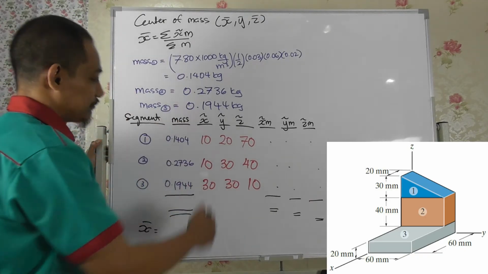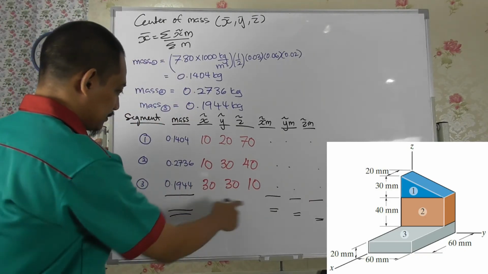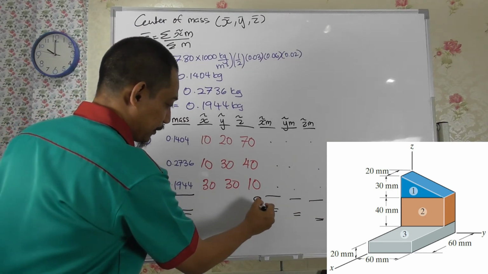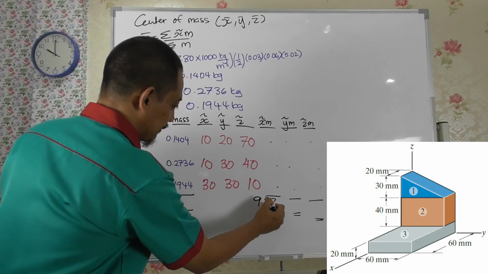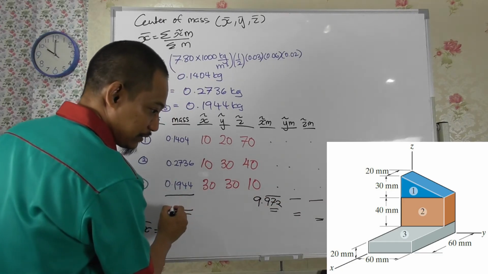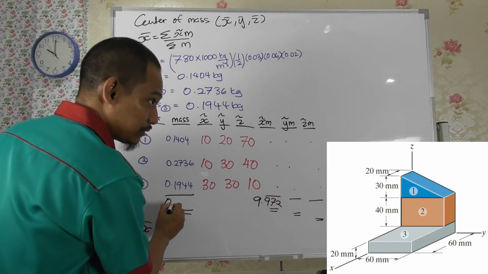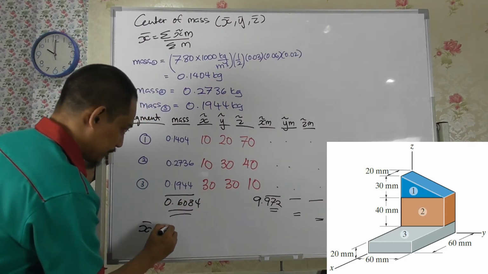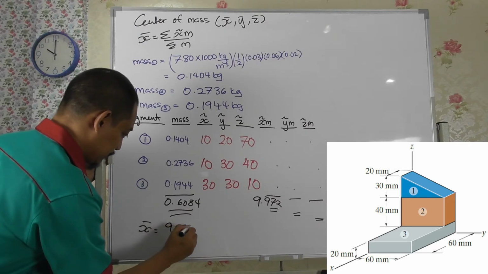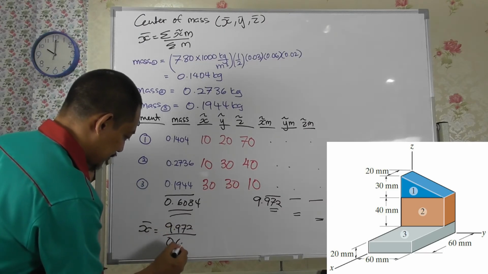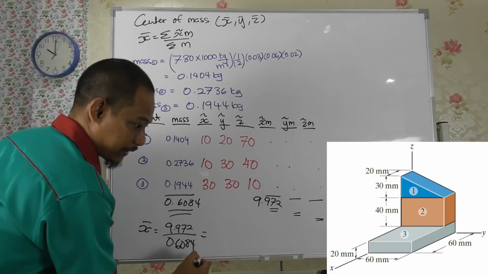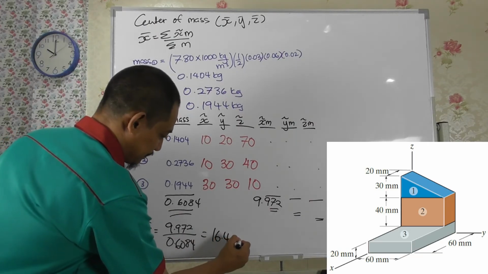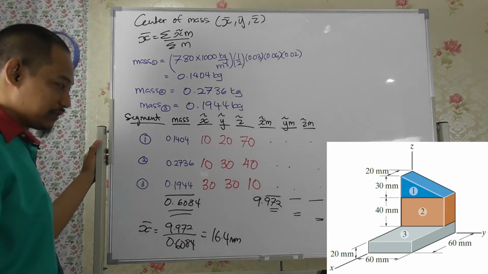Other than that, if you calculate x bar, it is xm divided by m. So over here it should be 9.972 divided by 0.6084. So they become 9.972 divided by 0.6084, you will get 16.4 millimeter. So for x bar you get 16.4.